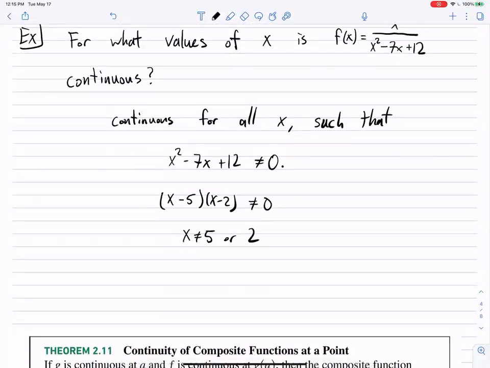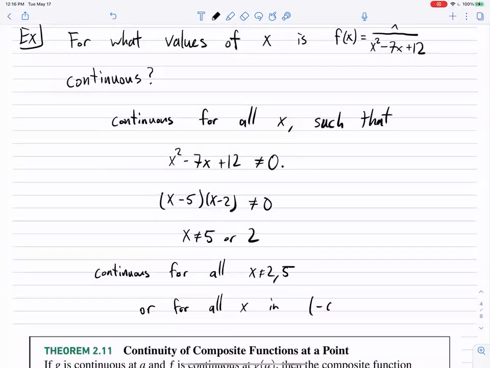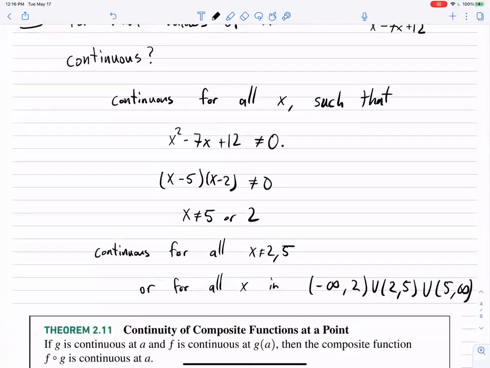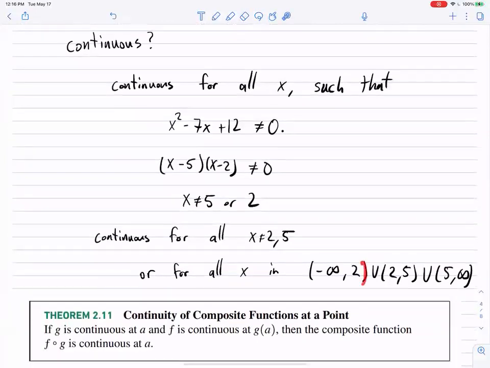And so how would we write that? So continuous for all x not equal to 2 or 5. Another way you could say this, or for all x in the following intervals: negative infinity to 2, union 2 to 5, union, so using interval notation, union 5 to infinity. And so that would be how we'd write it in interval notation. And we notice that we use open intervals because we don't include the endpoints 2 or 5.